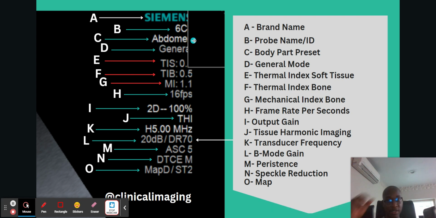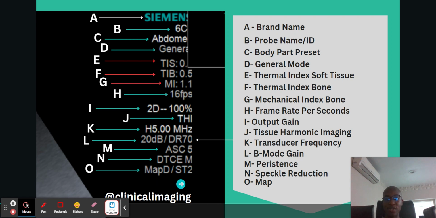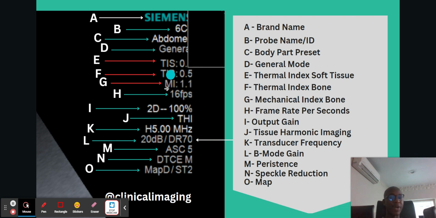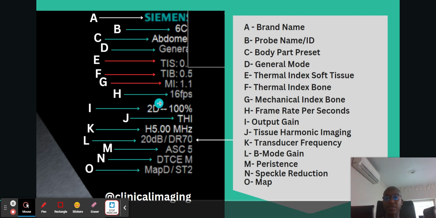In other cases, this could be gynae, this could be OBS, this could be pediatrics, this could be something else. And then if that happens, some of these parameters here will change. If I change to OBS, that is obstetrics, some parameters here will change. If I change to pediatrics, or some other thing, the parameters will change.